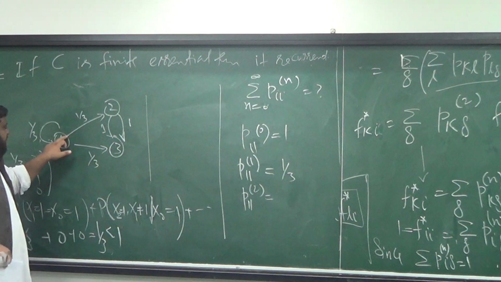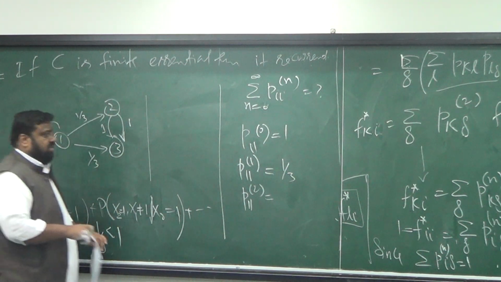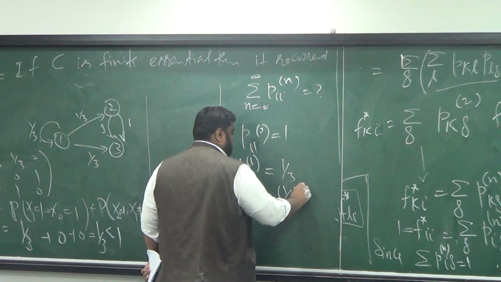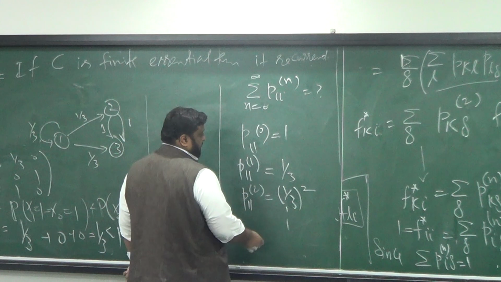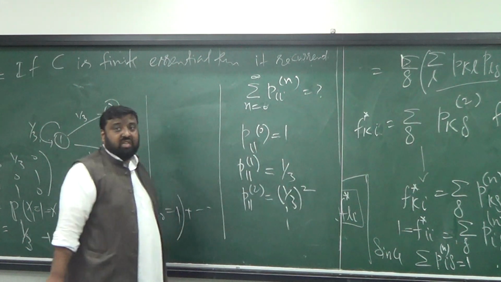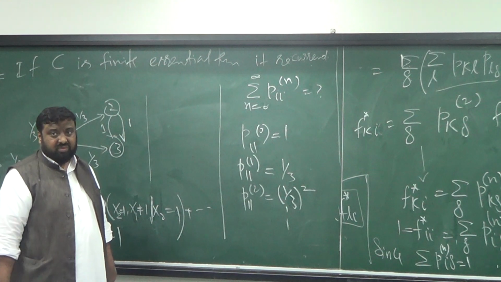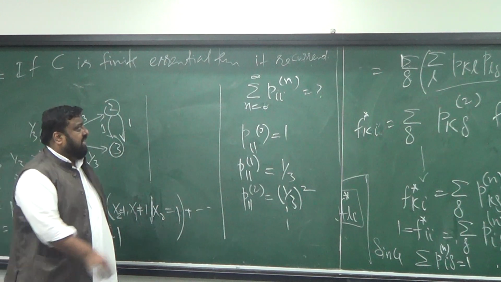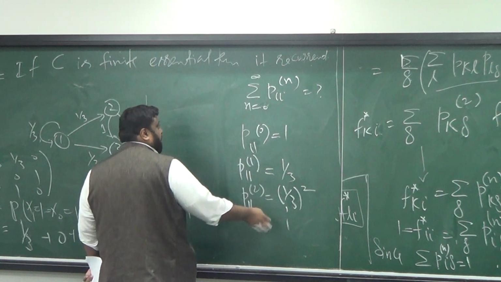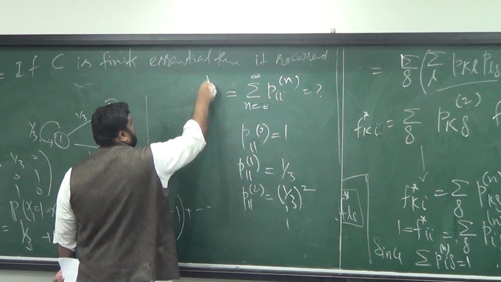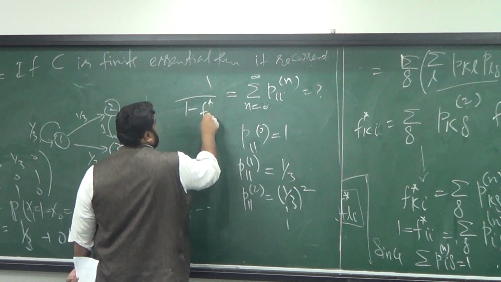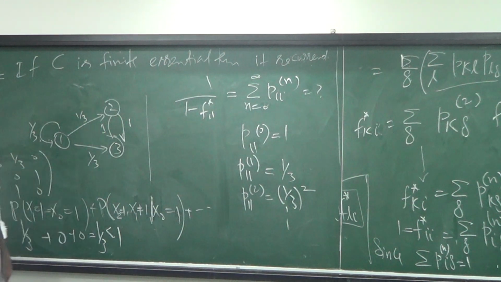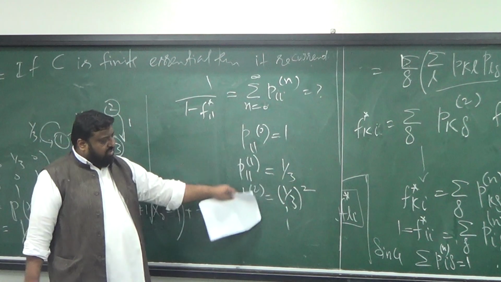So I'm here and I'm returning back to it. So it can be 1/3 squared and so on and so forth. So I can see that it becomes a geometric series and it converges. And whatever this converges to, that thing also satisfies this 1 minus f star 1,1 relation as well. I know what is f star 1,1.